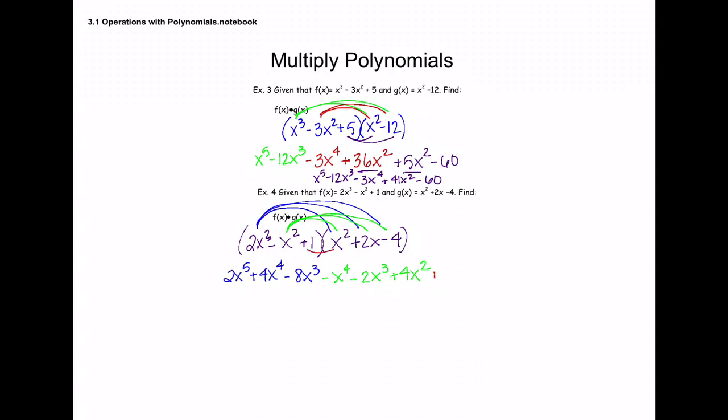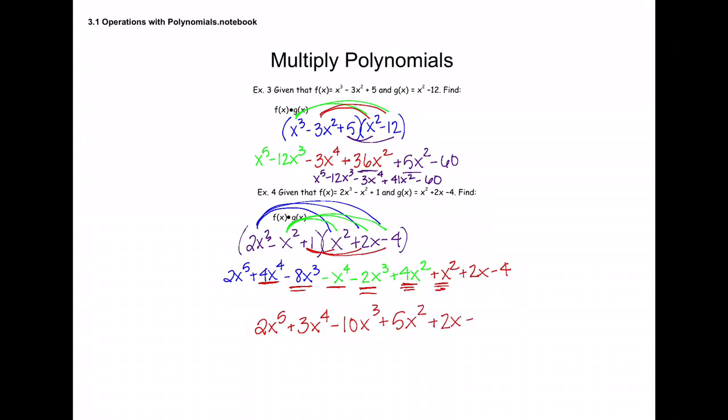1 times x squared gives us positive x squared. 1 times 2x gives us positive 2x. And 1 times negative 4 gives us negative 4. We then need to combine our like terms. 2x to the 5th stands alone. There's nothing else like it. 4x to the 4th minus 1x to the 4th gives us 3x to the 4th. Negative 8x cubed minus 2 more x cubed gives us negative 10x cubed. 4x squared plus x squared gives us 5x squared plus 2x minus 4.